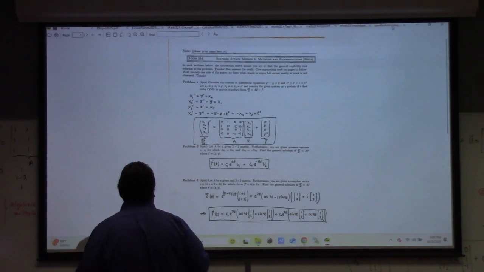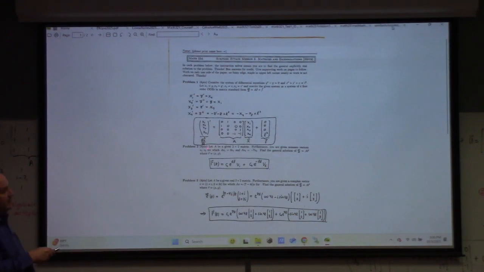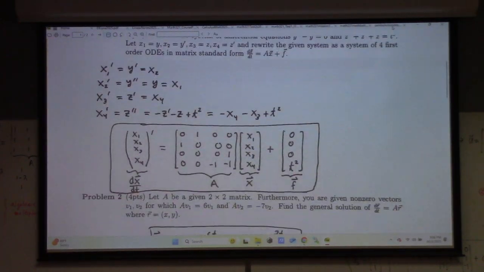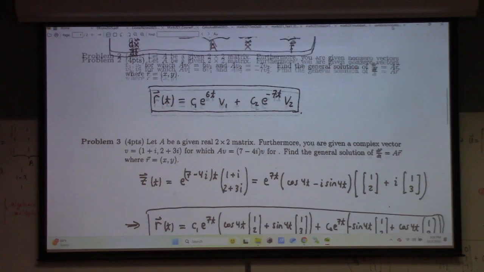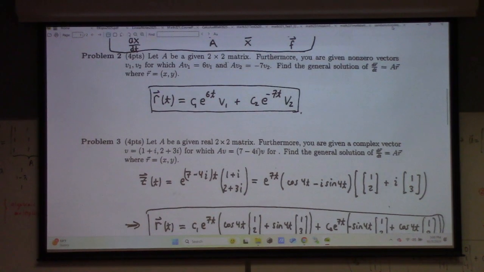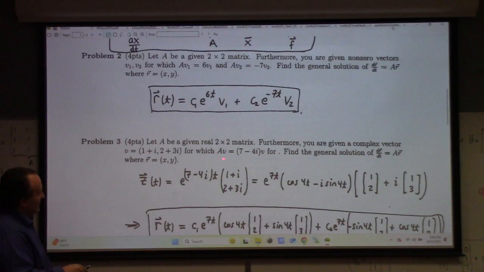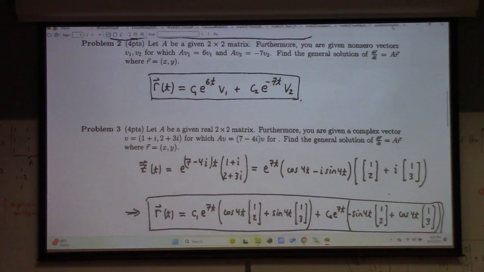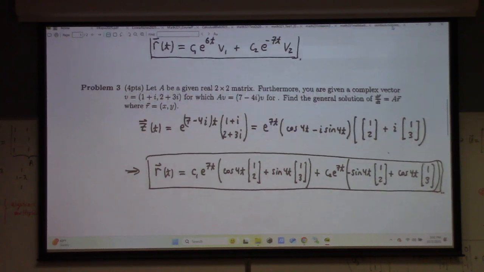So just to end class, this is what you're supposed to do for problem 1. That was the reduction of order idea. Problem 2, I gave you eigenvectors with eigenvalues 6 and -7, so you just write down the answer, done. For problem 3, I gave you a complex eigenvector with complex eigenvalue 7 minus 4i, so you write down the complex solution and work out its real and imaginary parts, or you could use the a plus ib formula that we had. There's the answer.